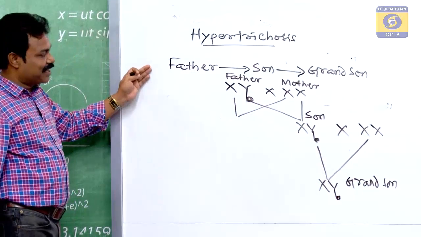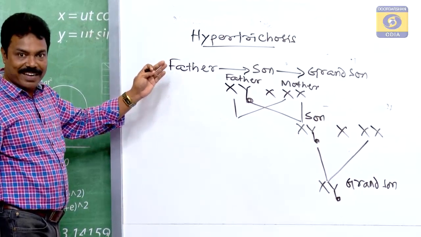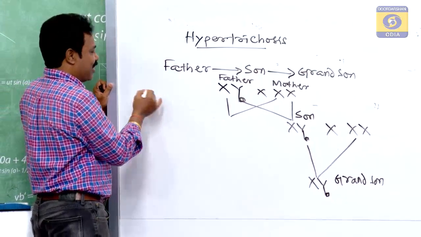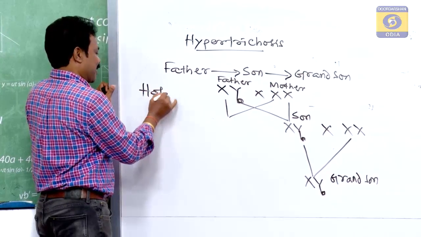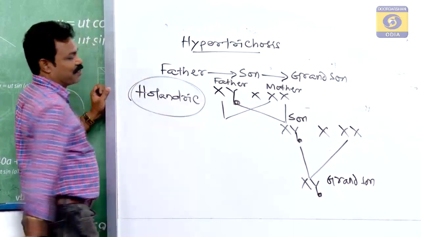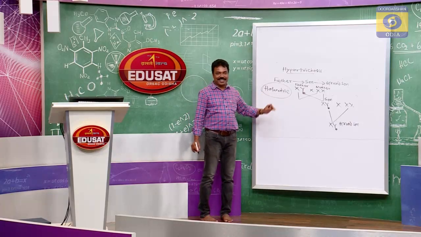Since this character is inherited from male to male sex only, this trait, or the gene, is called Holandric. From male to male sex only, right?